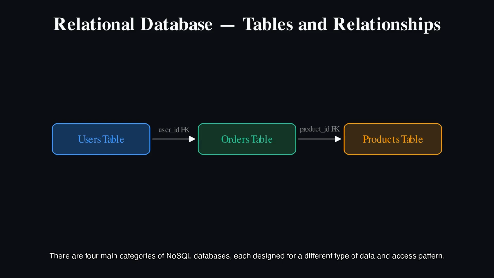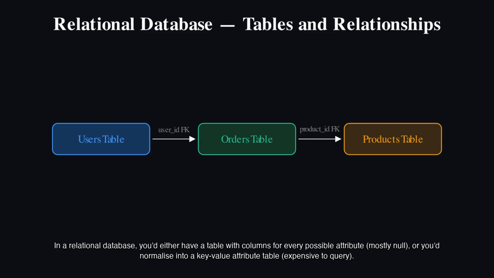Let's make the document store concrete. Suppose you're storing product catalogs for an e-commerce platform. Product A is a t-shirt with attributes: size, color, material. Product B is a laptop with attributes: CPU, RAM, storage, screen size, weight. In a relational database, you'd either have a table with columns for every possible attribute, mostly null, or you'd normalize into a key-value attribute table, expensive to query.